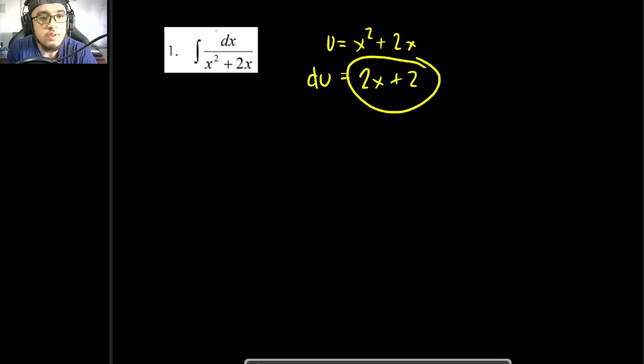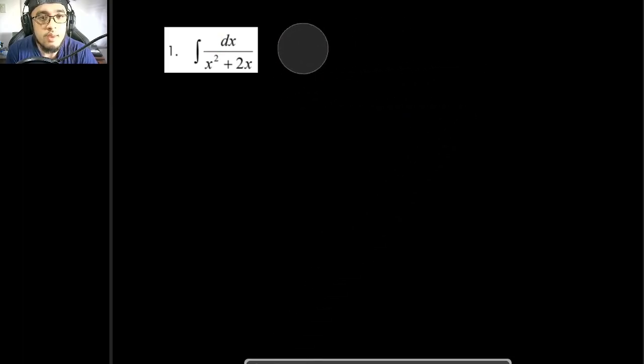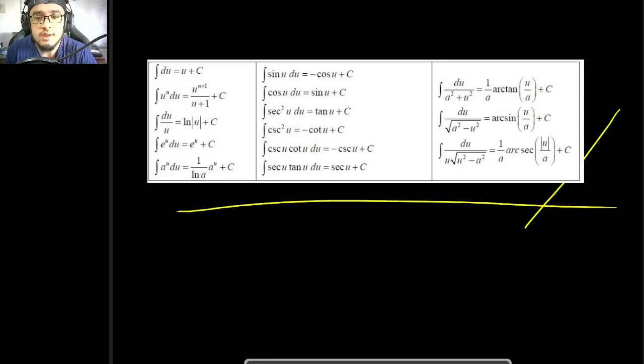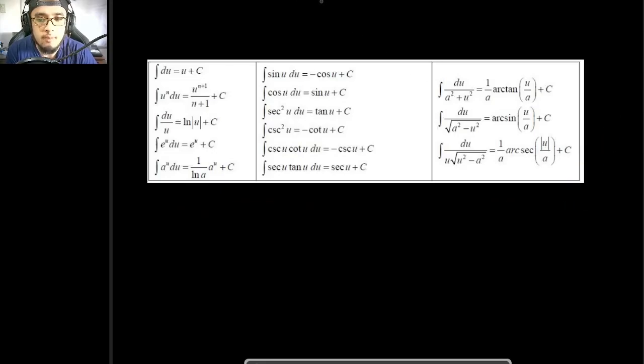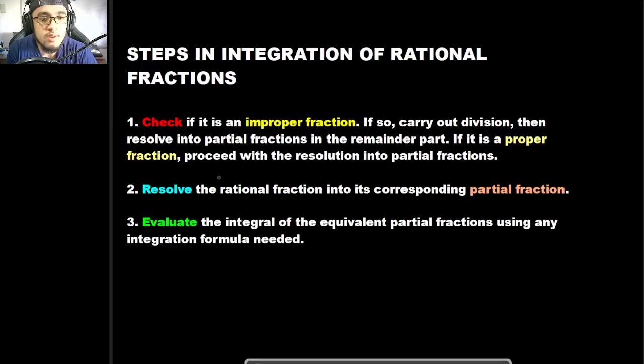As you can see, if your u is equal to x squared plus 2x, and you would be getting the du of it, or the derivative of it, that becomes 2x plus 2. And 2x plus 2 is nowhere to be found in the numerator. Thus, we cannot use the logarithmic formula for integrating, or any of these formulas in particular. So once again, we would be following these steps right here.